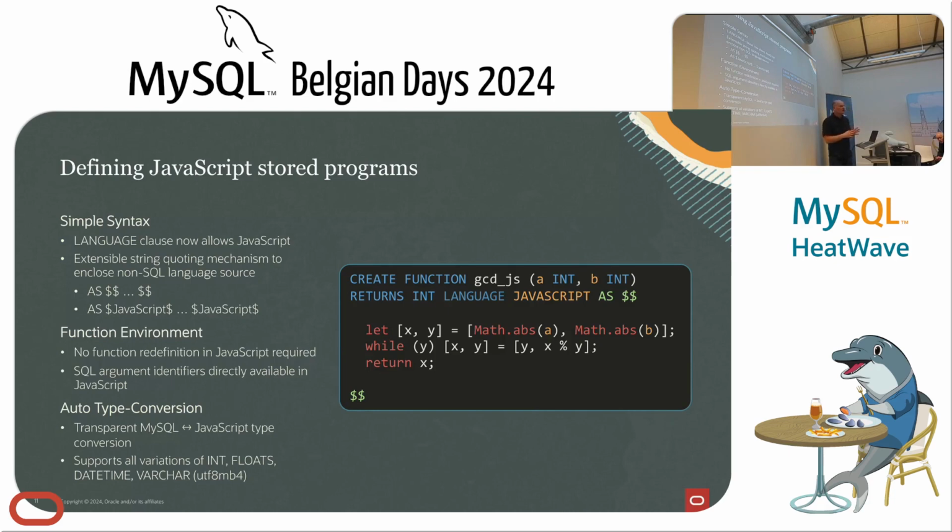Tag is free to use. The tag, does it have to be JavaScript? No, it can be anything, as long as it satisfies the same requirements that any identifier in MySQL has to satisfy. There are symbols that you can't have in a column name, and the same symbols you can't have there, for example.